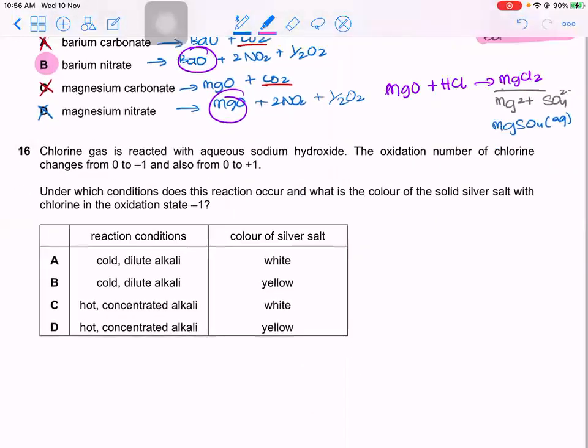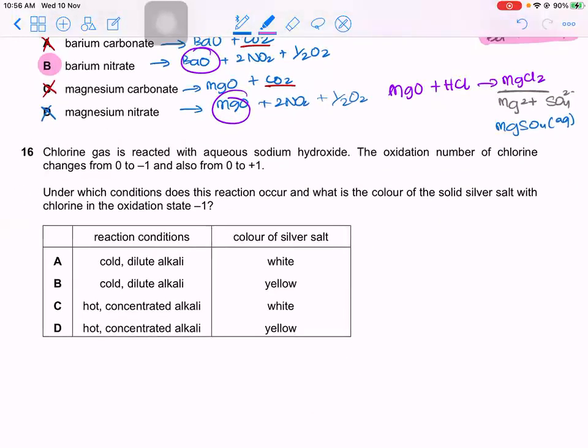Chlorine gas is reacted with aqueous sodium hydroxide. So you're reacting chlorine with NaOH. We've done the reactions of chlorine with NaOH. Do you remember? Hot NaOH and cold NaOH. Oxidation number changes from 0 to -1 and also 0 to +1. So this will be NaCl and NaClO, because in NaCl it is -1 and in NaClO it is +1.